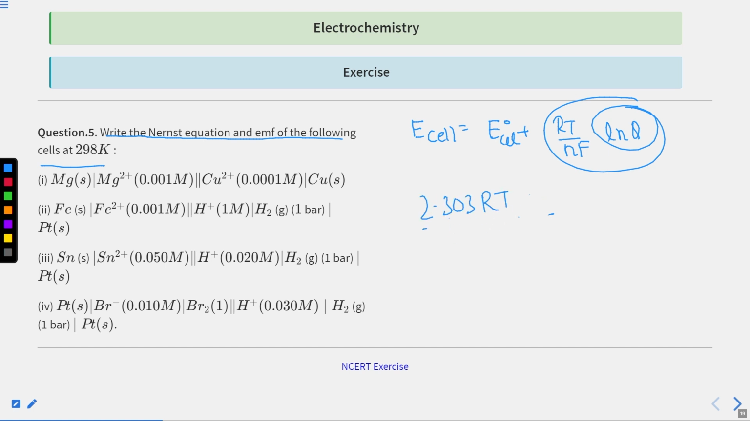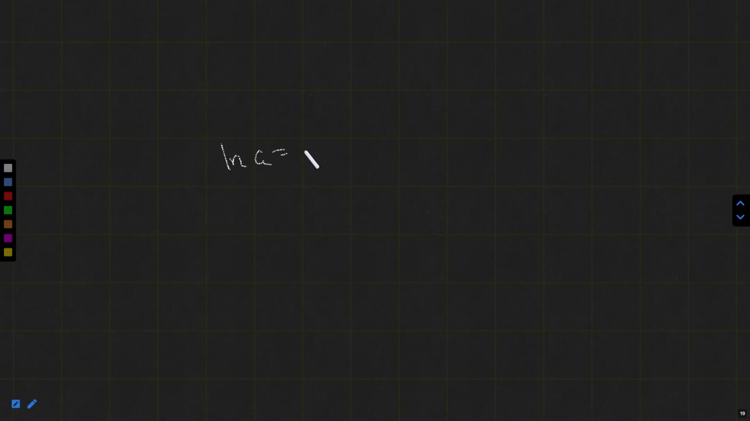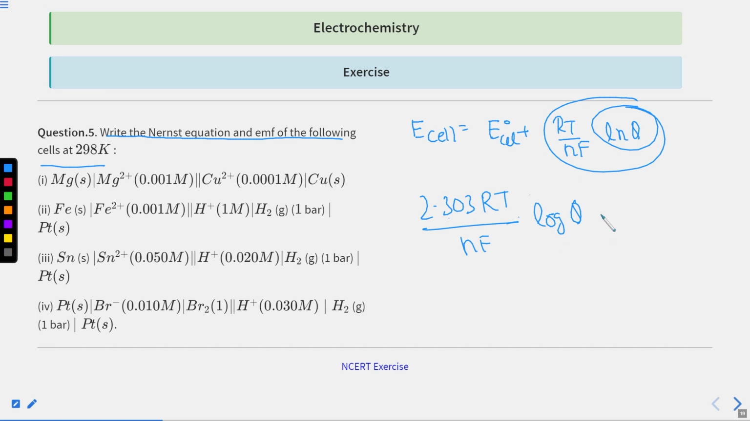2.303 RT by NF. Why am I writing it in this fashion? Because you take any value, ln A, suppose I'm taking an arbitrary number, then it can be written as 2.303 log. This is just a standard thing to write. So you must be very aware about logarithm. As I mentioned one more property, just write them in one place because this is very important throughout the chapter, especially in electrochemistry. Right? So I'm writing it in this fashion.